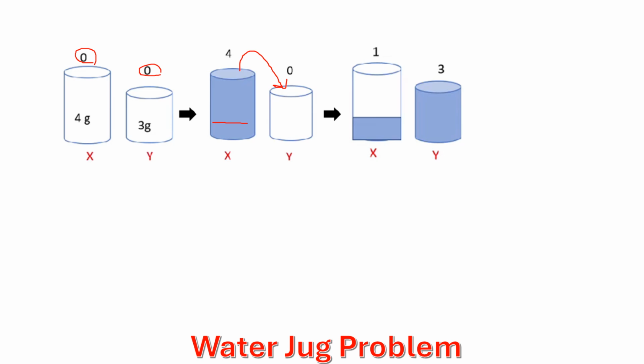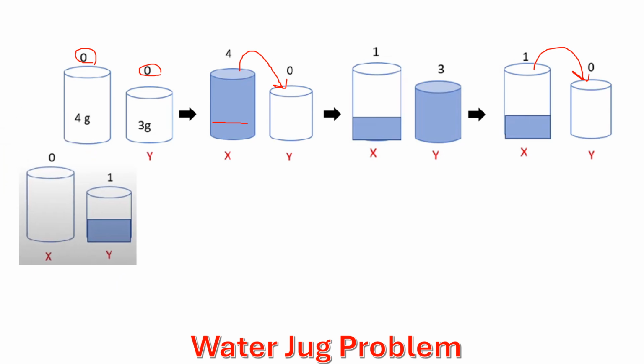See, we have 1 plus 3, 4 gallons of water, but 1 gallon in the 4-gallon jug and 3 gallons in the 3-gallon jug. Then we can pour this water out. So this will become 0. The 3 gallons of water will be 0. Now we can pour this water into this one. Now we have an empty 3-gallon jug and 1 gallon of water in the 4-gallon jug.